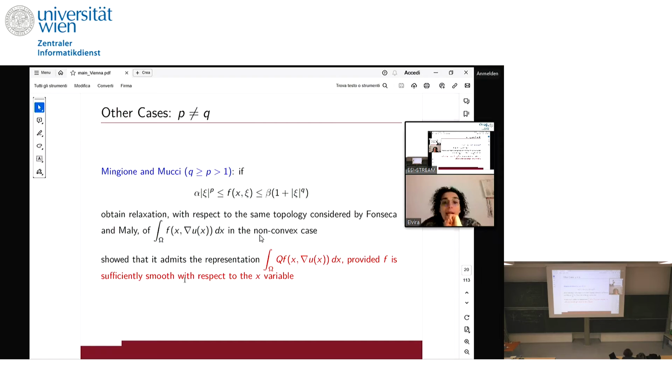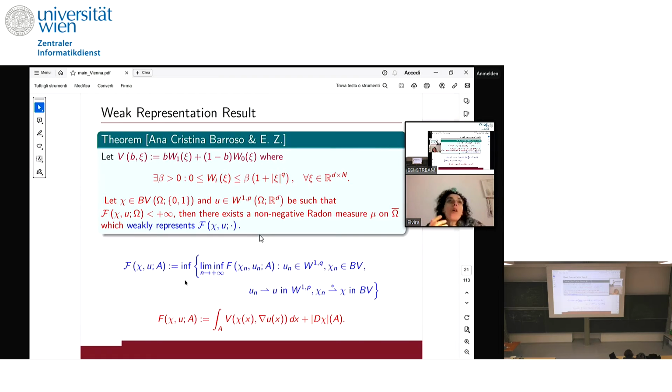Well, okay, so the modeling appears in the Ogden materials case, where one has a truly polyconvex energy, not covered by Mingione and Mucci, because there is really a gap in the growth, and there is no smooth passage from the P to the Q part. Well, okay, and in this context, our analysis, mine and with Anna Cristina, has been obtained.